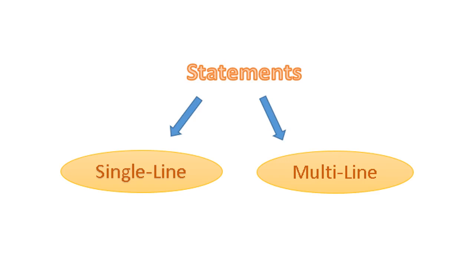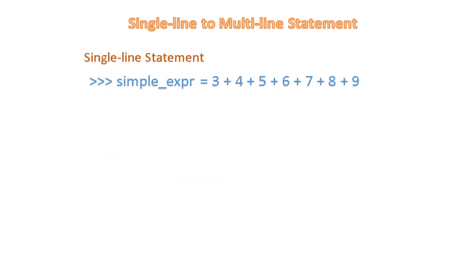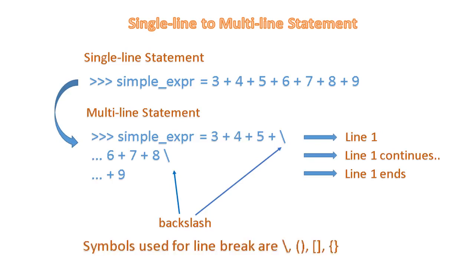Statements can be categorized into single line statements and multi-line statements. A single line statement is written in one line. For example, x is equal to 3 plus 2. In a multi-line statement, a single line statement can be broken down into multiple lines using some symbols such as backslash, parenthesis, square bracket, curly bracket.